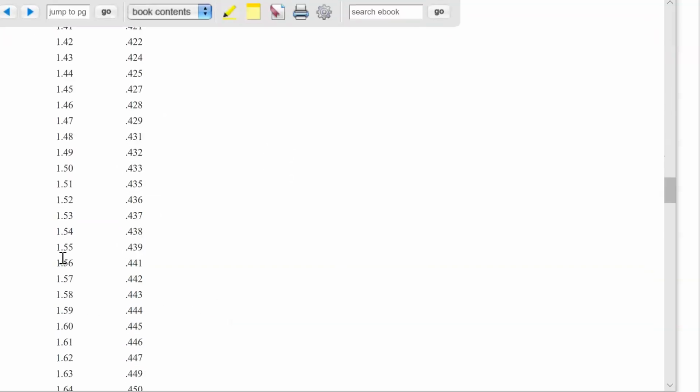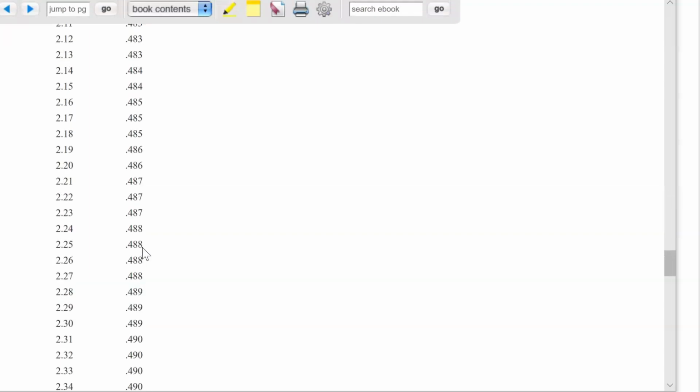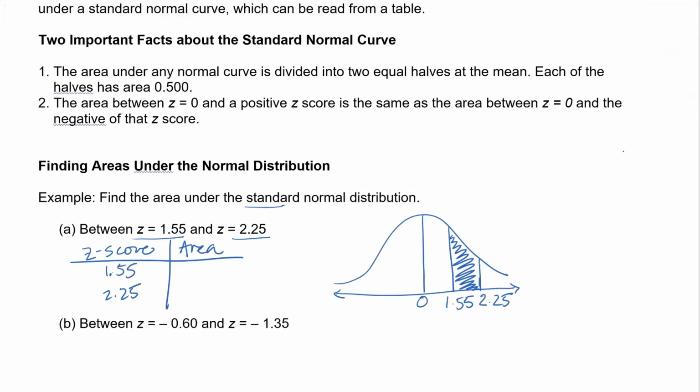So it looks like a z-score of 1.55 has an area of 0.439, and then 2.25 has an area of 0.488. Okay, so I'm just going to write those down. Okay, so 1.55 has an area of 0.439.